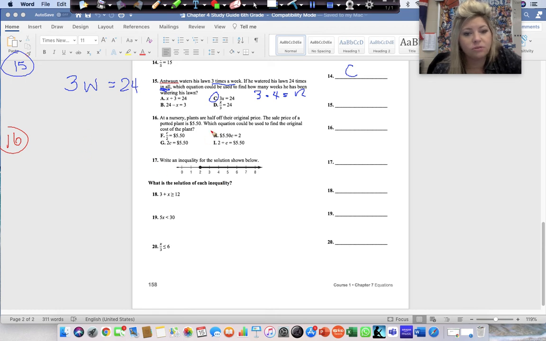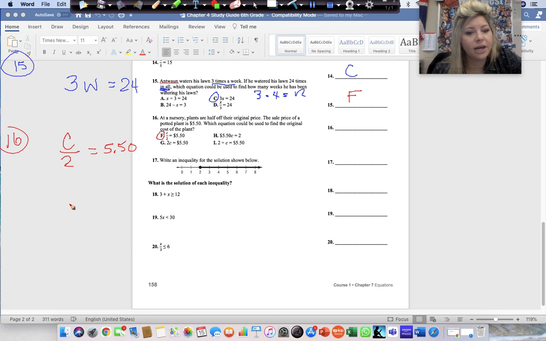So if we have the original, they're using C for the original cost. We've got the original cost of the plant. If we divide that number by 2, which means taking half of it, we get our answer, our sales price, which is $5.50. So we just need to find which one says C divided by 2. That is going to be F, C divided by 2. Right here, G says C is being multiplied by 2. H also says multiplication. H says $5.50 times the original cost, which wouldn't make sense. And then I says we are just adding 2 to the original cost, which also doesn't make sense. So our answer should be F.